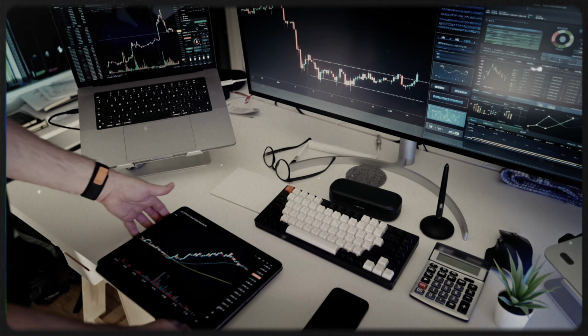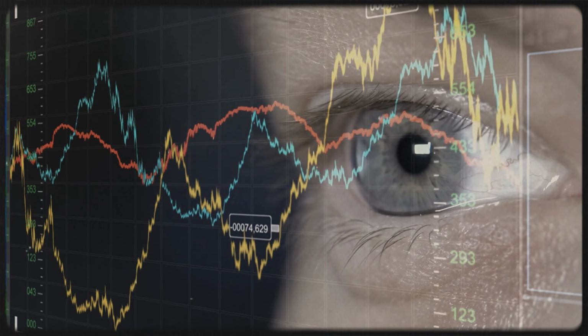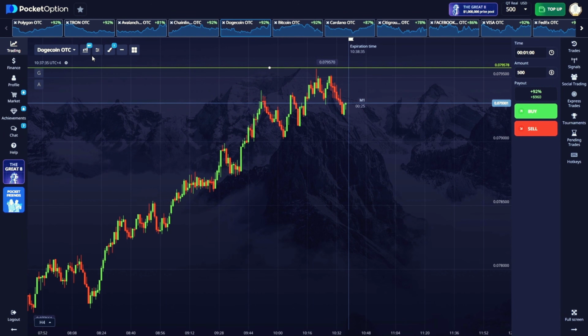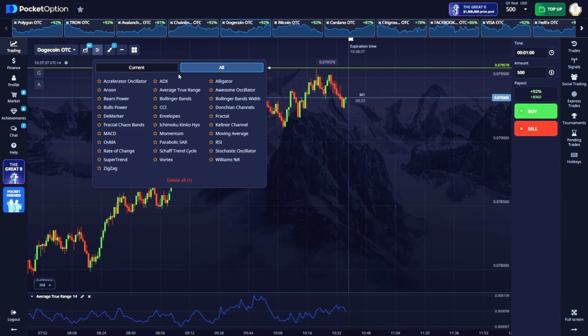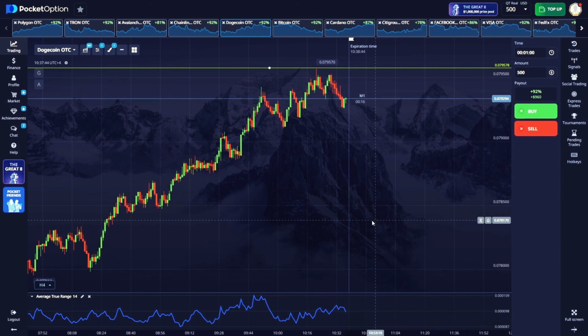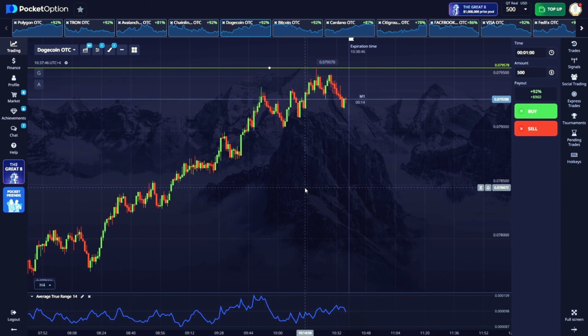In this one, we'll be using a new indicator called ATR, Average True Range. First, go to the indicators section, select ATR and open the settings. Keep the period as default, but change the line style to 2px for better visibility. Save the settings and you're good to go.